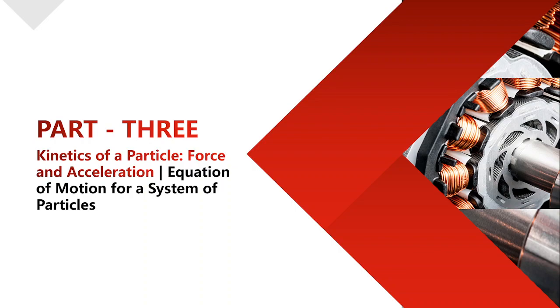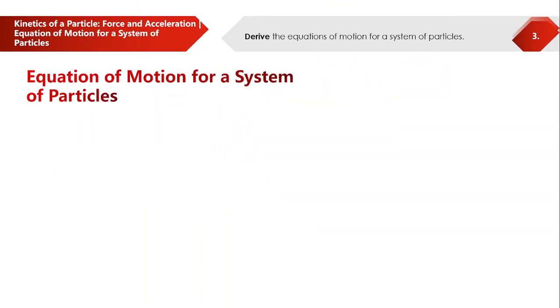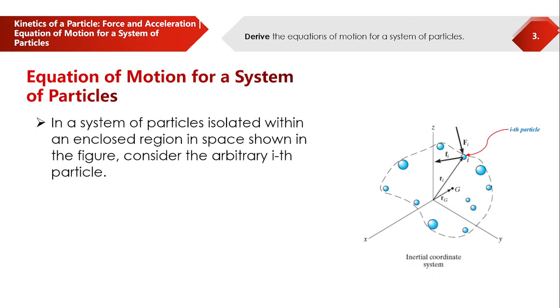So, what if system of particles na siya, composed of many particles na? How to solve for the equation of motion there? So, equation of motion for a system of particles. In a system of particles isolated within an enclosed region in space, shown in the figure, consider the arbitrary ith particle. So, ito yung ith particle natin sa enclosed region ng mga particles natin. Maraming particles yan. We say system of particles means that there's a lot of particles inside that enclosed region. But let's focus on this ith particle.